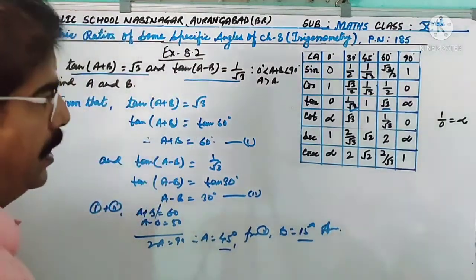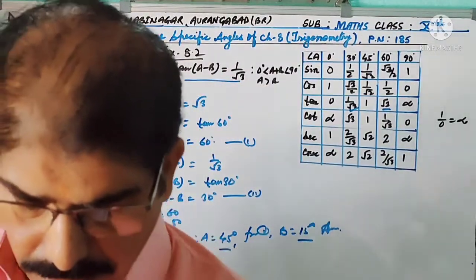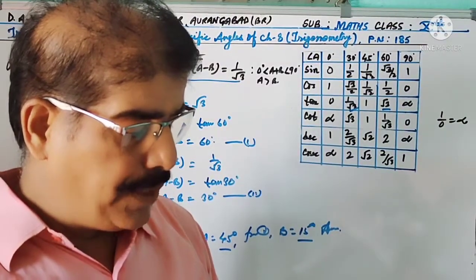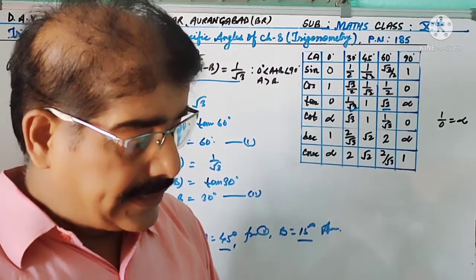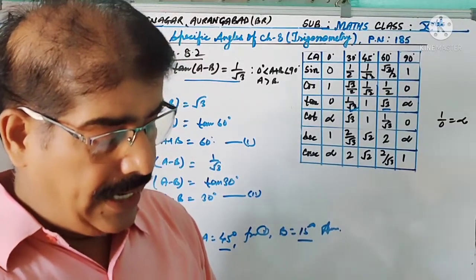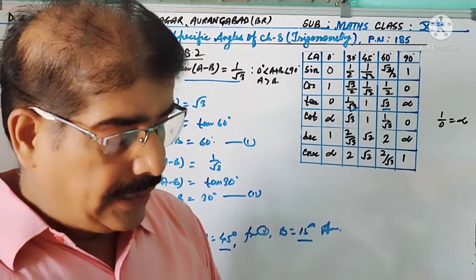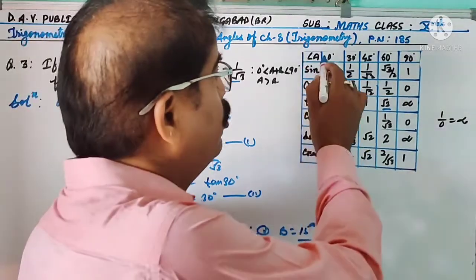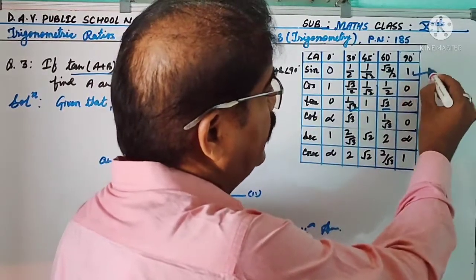This is your answer. And question 4 is: state whether the following are true or false. Sin (A plus B) equal to sin A plus sin B. No, because sin (A plus B) is not equal to sin A plus sin B. And the value of sin theta increases as theta increases. Yes, as theta increases, the value of sin theta increases.